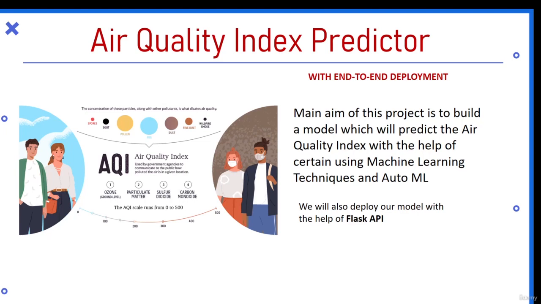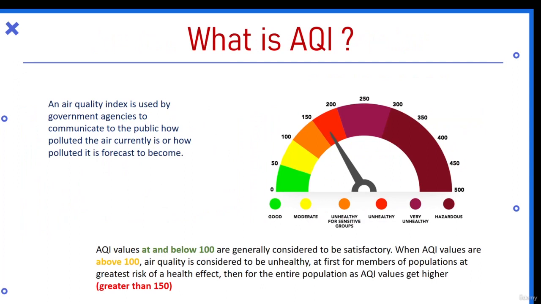So now let's proceed. Before we proceed, let us understand what AQI is. AQI stands for Air Quality Index. Air Quality Index is used by government agencies to communicate to the public how polluted the air currently is and how polluted it is forecast to become.